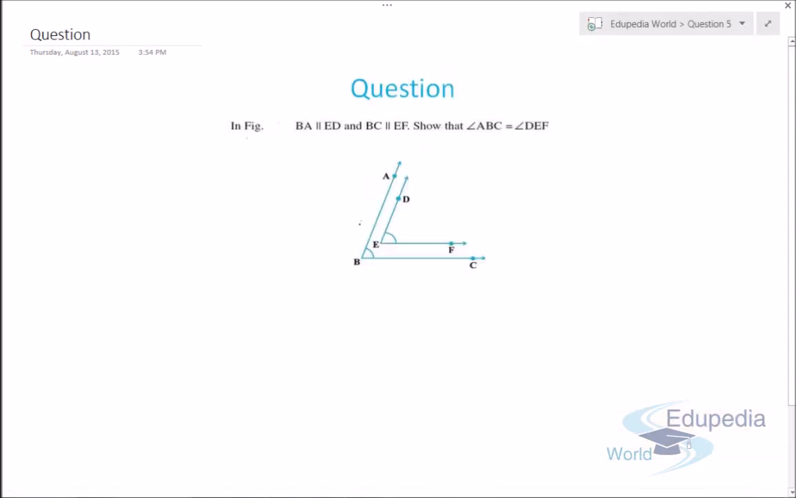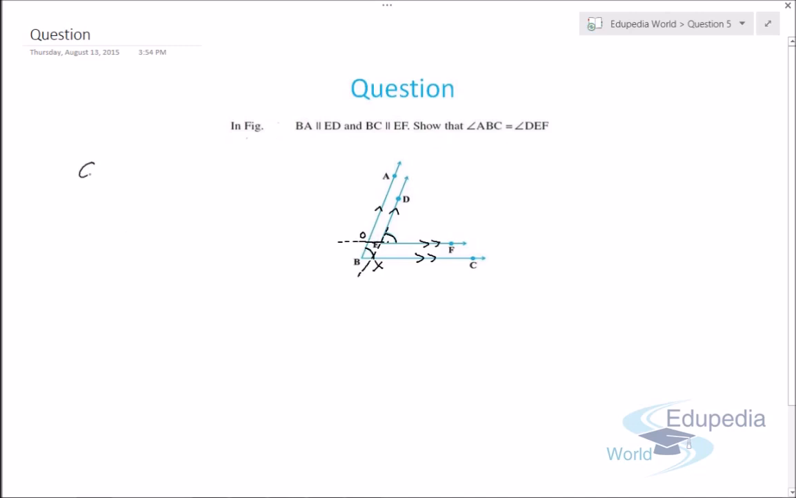Now it's a very interesting question, you have to watch this question very carefully. The question says that BA is parallel to ED and BC is parallel to EF. We have to show that this angle, angle ABC, equals this angle. So what we can do in this question is extend the lines like this and this. Let this be O and let this be X. So let's see how we can do this question.